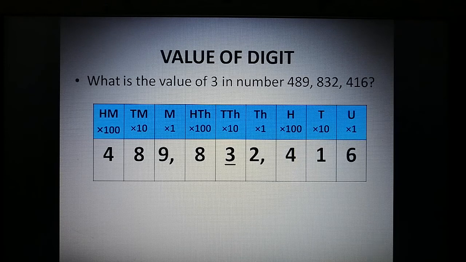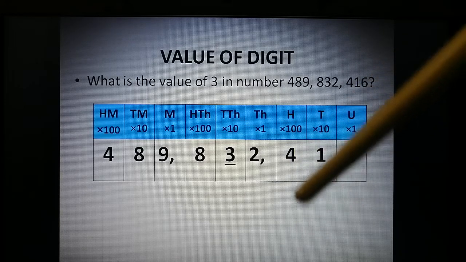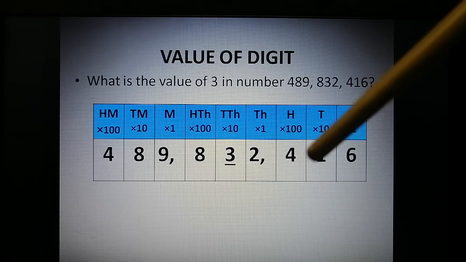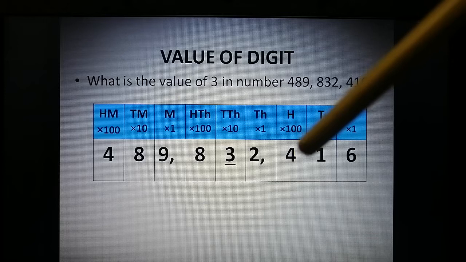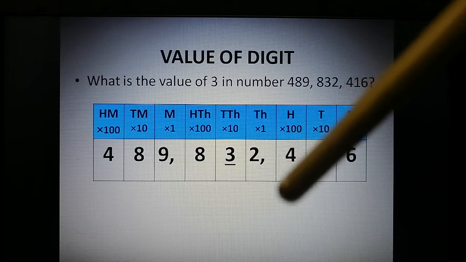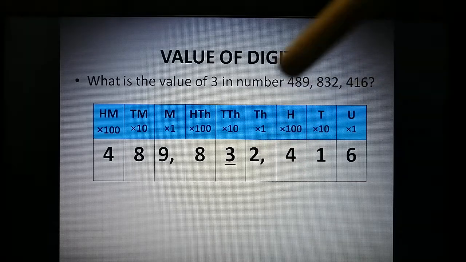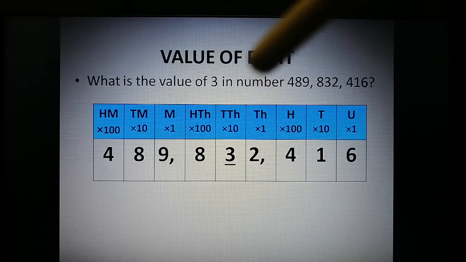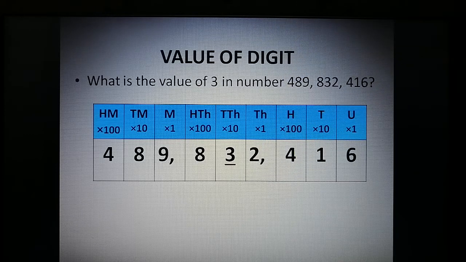The place of 4 is 100, but the value of 4 is 4 multiplied by 100, which is 400. So the value of 4 is 400. Understand, beta? Like 2. What is the value of 2? 2 is in the place of 1000, so the value of 2 is 2 multiplied by 1000, 2000. So the value of 2 is 2000.